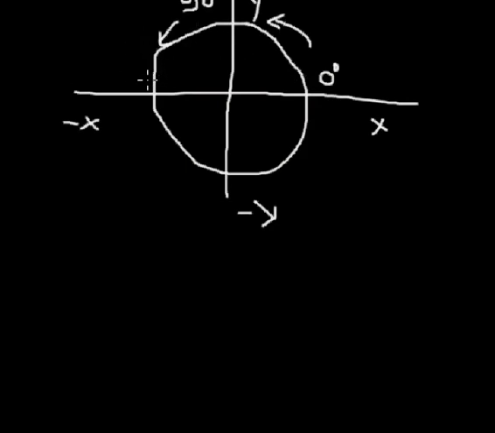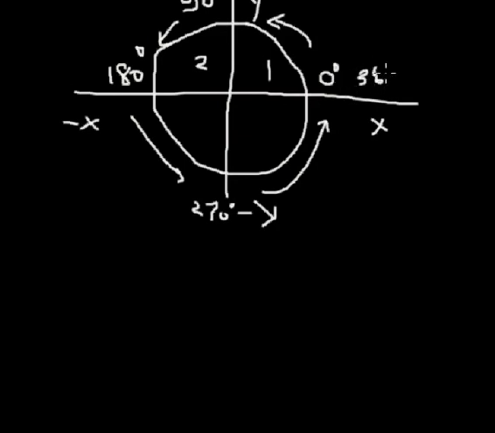you cover 2 quadrants, first and second, and you make 180 degrees. This is 180 degrees, and if you move one more quadrant, this makes 270 degrees, and finally if you make a full turn, that will be 360 degrees. Now remember that the values of 0 degrees and 360 are the same.